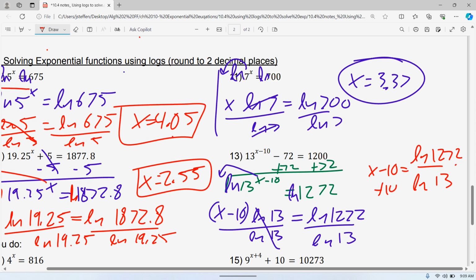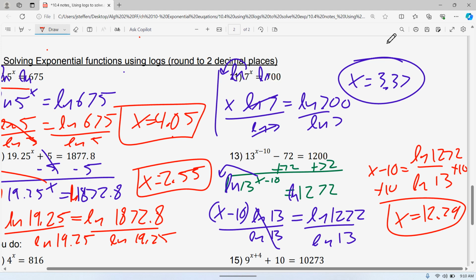So in my calculator, I take the natural log of 1272, the natural log of 13, and then I always hit enter. You don't necessarily have to. I think with your fraction button you probably could put it all in. But then I add 10 to that. That gives you x is equal to 12.79. Now, honestly, you will not see that very often. I just kind of wanted to show you one of those upper level problems like that.